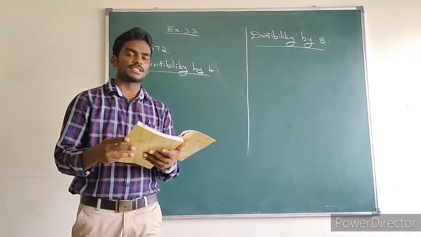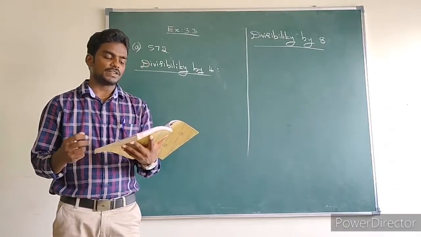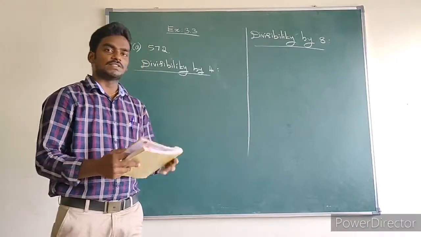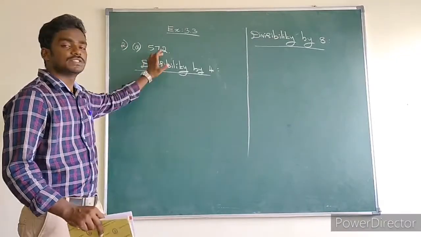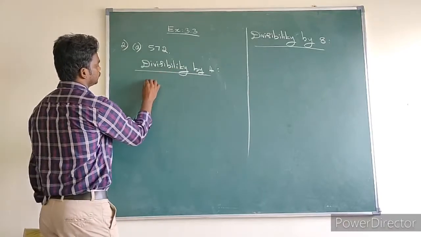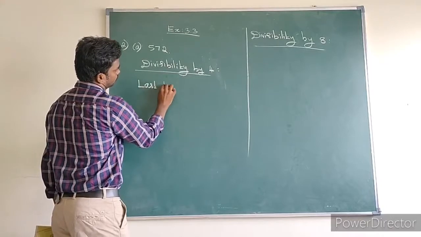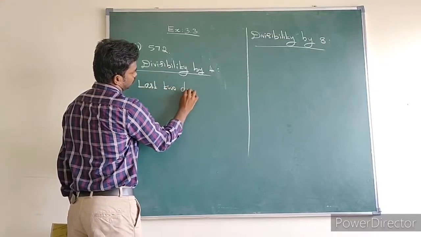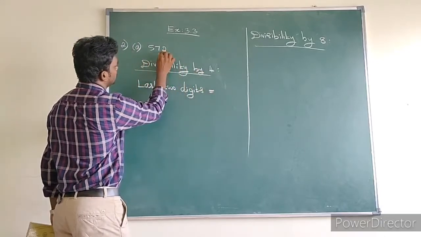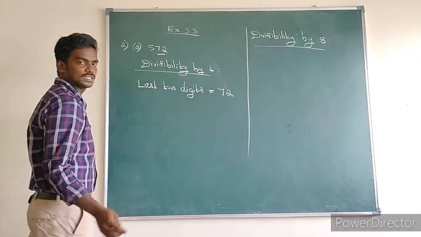Let's see our exercise 3.3, second question. Using the divisibility test, determine which of the following numbers are divisible by 4 and by 8. So what is the divisibility condition for 4? The last two digits. For 572, what is the last two digits? 72. So the last two digits are 72.